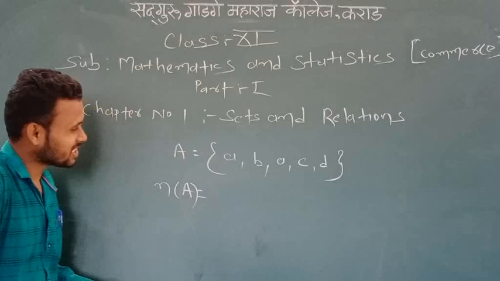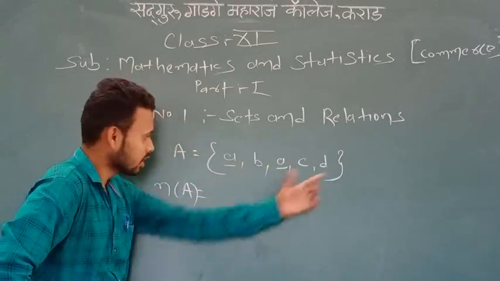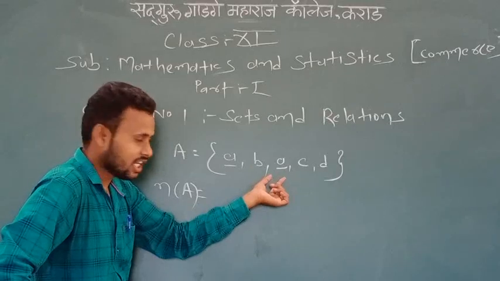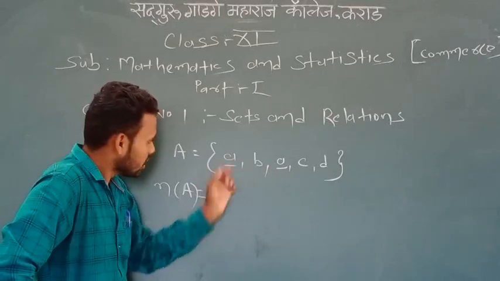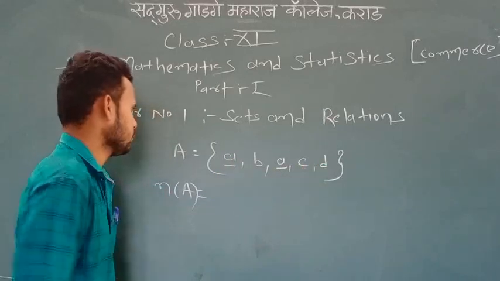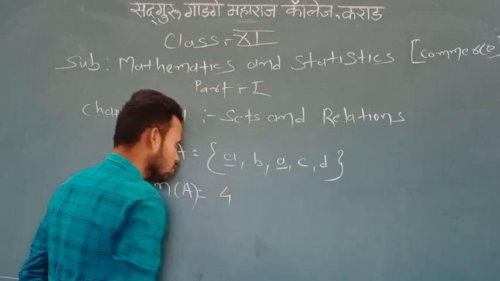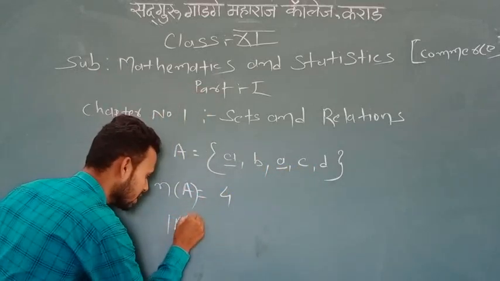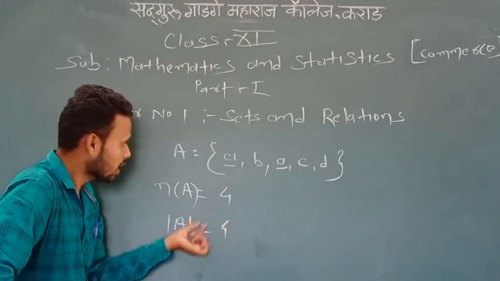Now, for the number of distinct elements, here a is repeated twice. A is repeated twice, so count it as 1. What does that mean? 1, 2, 3 and 4. Right? 1, 2, 3, 4. So n(A) equals 4, or the cardinality of set A equals 4.